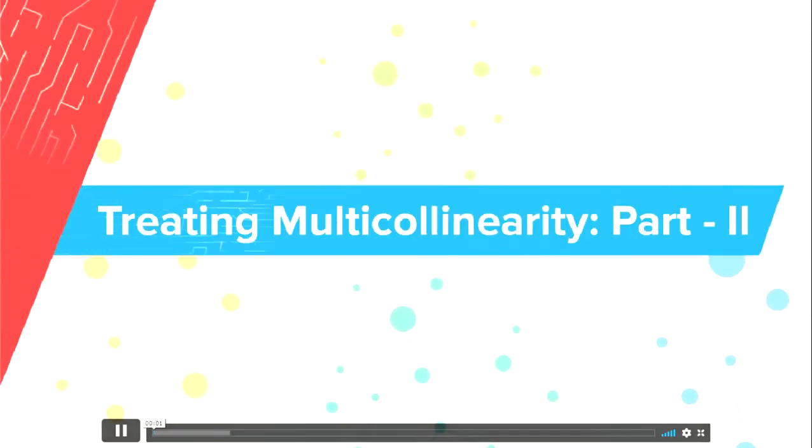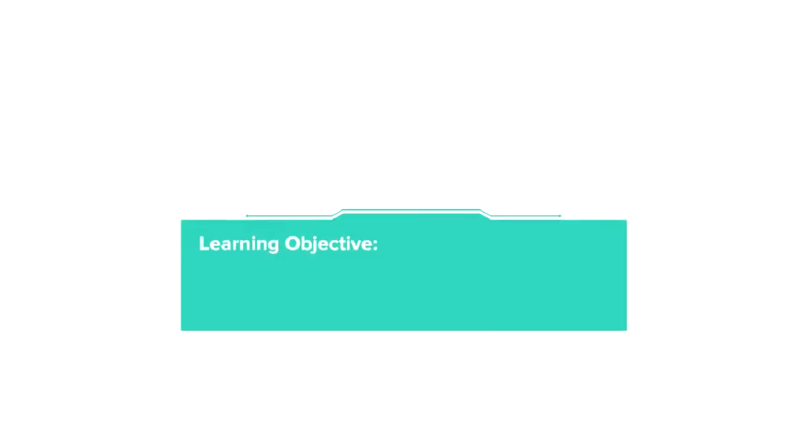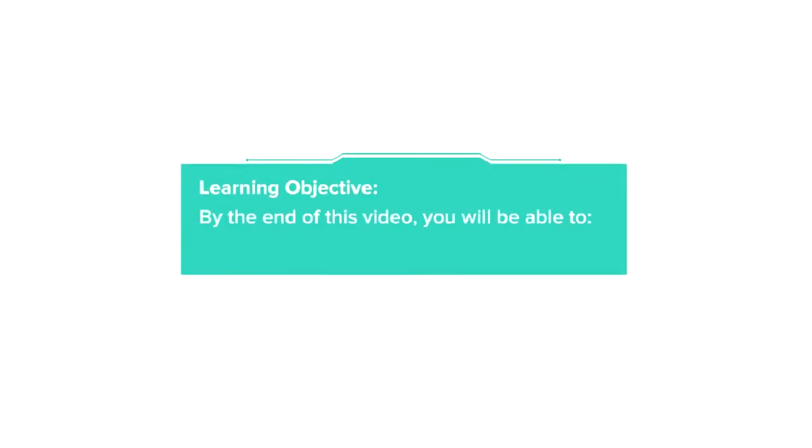Hi, let's continue our discussion on treating multicollinearity. By the end of this video, you will be able to treat multicollinearity using VIF. In the previous video, we checked for multicollinearity in our dataset. Now the next task would be to remove the variables from the pairs to avoid the multicollinearity. But how do we do that?